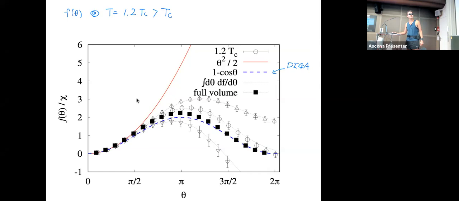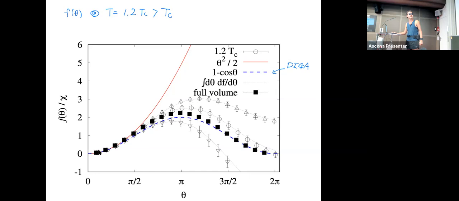And then we tried various different things, and depending on how you do it, there's actually a relatively large systematic error if you use the subvolume method. But the point is that, whatever you do, there is a clear trend that it starts decreasing already at theta equal pi. And it's not too bad compared with this blue line, which is the expected cosine behavior.